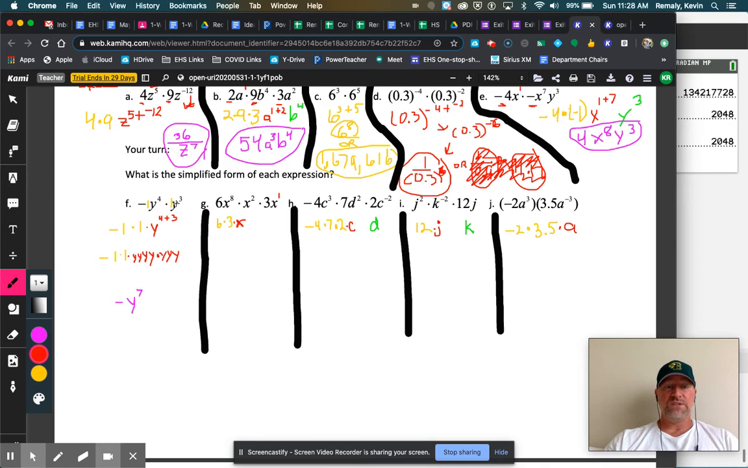We have negative 1 times 1 gives us negative 1. So I have that negative out there. And we're multiplying 4 y's to 3 more y's. Altogether, we have 7 y's.